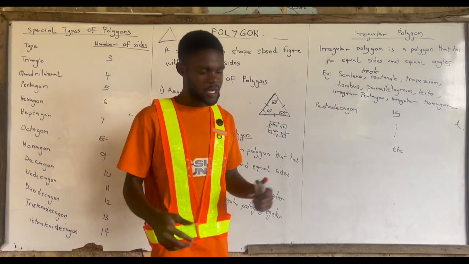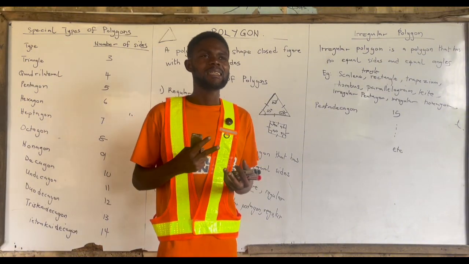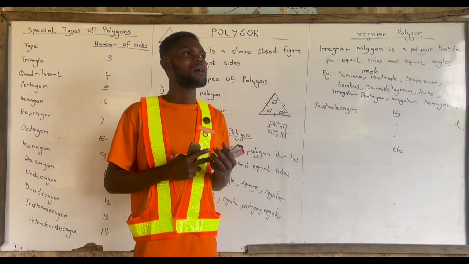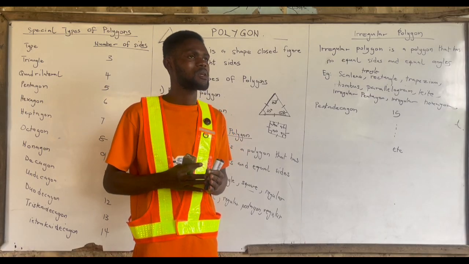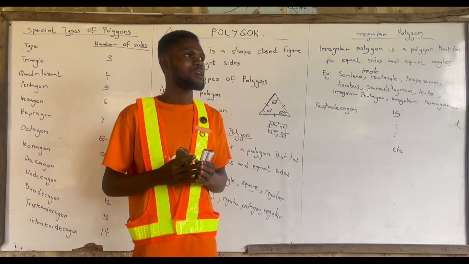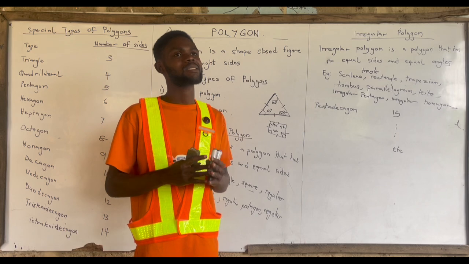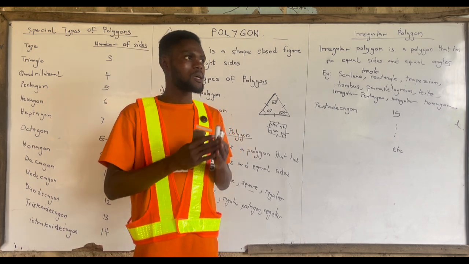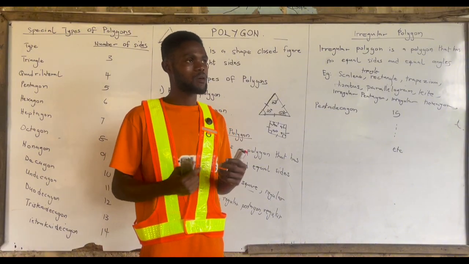We are going to move to the calculation aspect of polygons. We are going to talk about the general formula of the interior angle of a regular polygon, the general formula of the exterior angle of a regular polygon, then the sum of interior angles of a regular polygon, and the sum of exterior angles of a regular polygon. Yes, these are the calculations you are going to do.